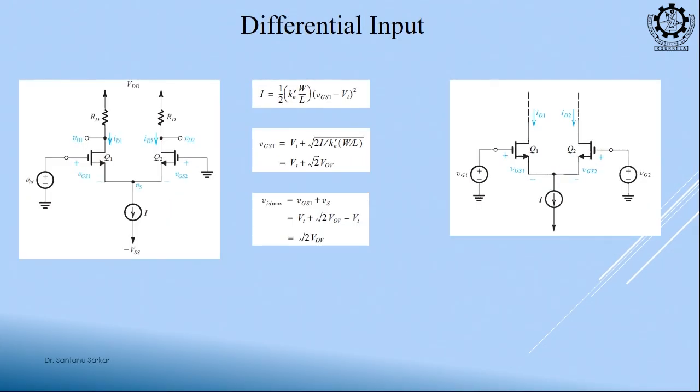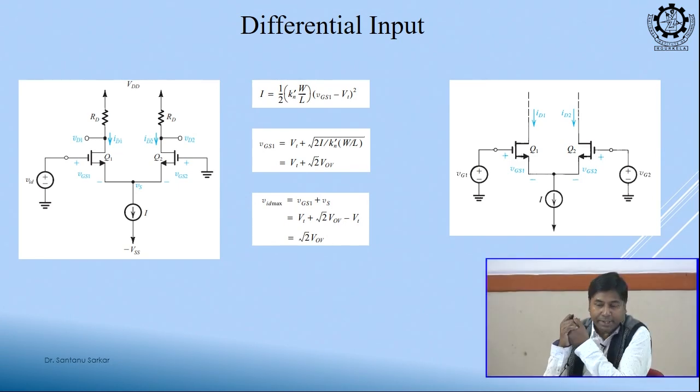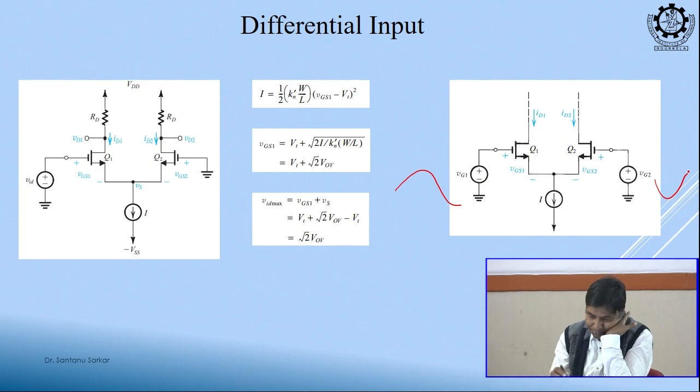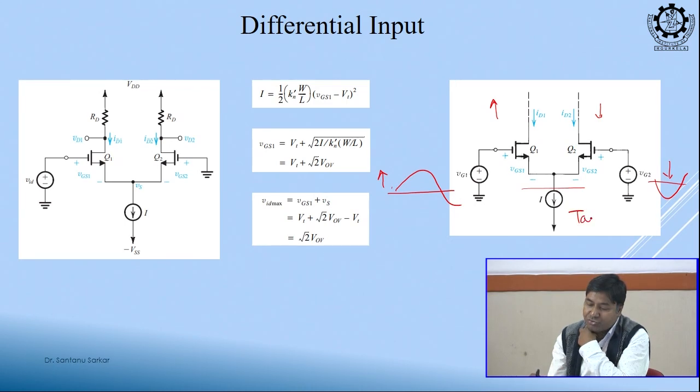Okay. Now, let us check the differential input. Suppose I am increasing one input and decreasing the other input. One input I am increasing, other input I am decreasing. So what will happen to this branch current? This will increase and this should decrease. Why? So that the total current is constant. Clear? I have a constant tail current source. So this tail current source is binding that the total current cannot change.